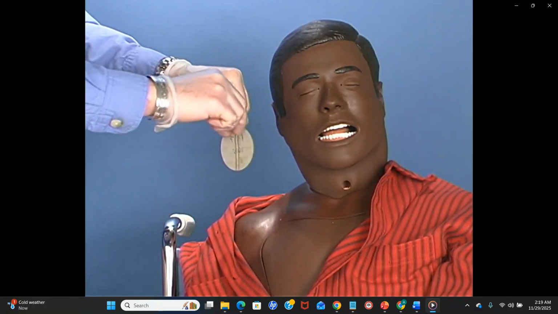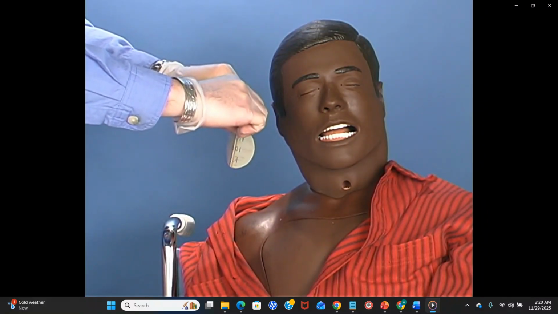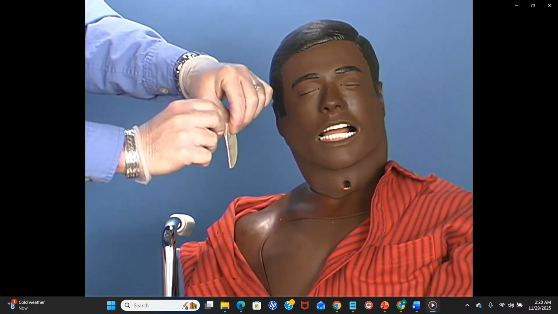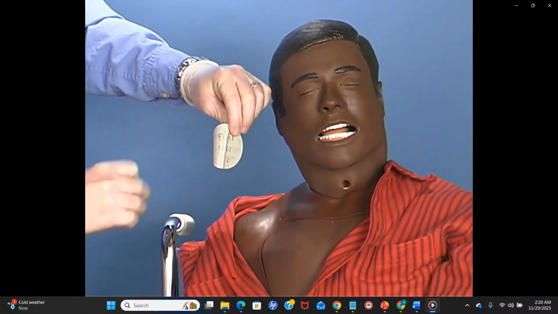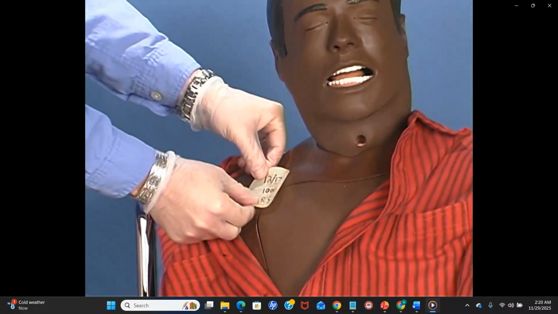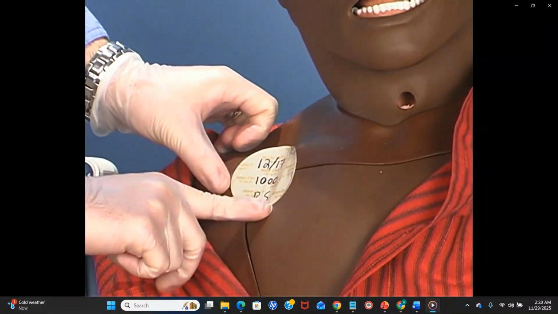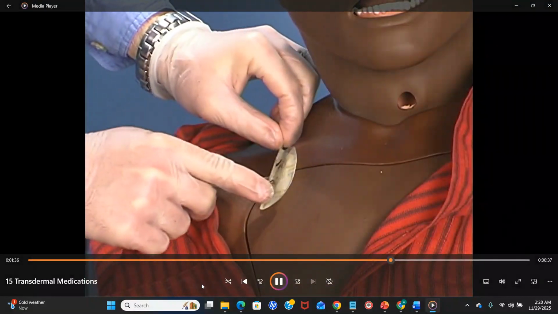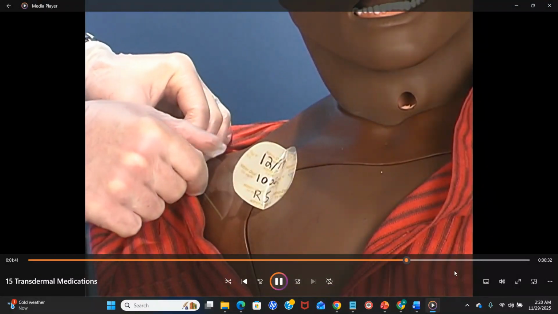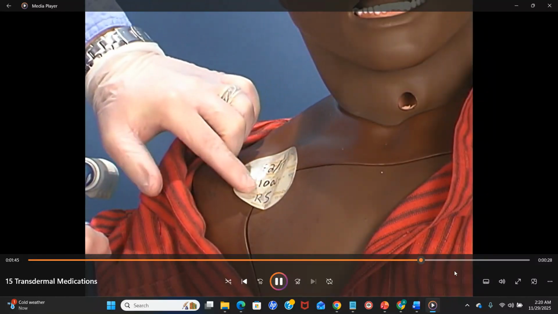Before applying, bend or fold the patch. This will make it easier to remove the protective covering. Remove only 1/2 of the adhesive covering and place the patch in the desired location. After smoothing down the first half of the patch, remove the second half of the adhesive covering and smooth the remaining portion of the patch to the skin.